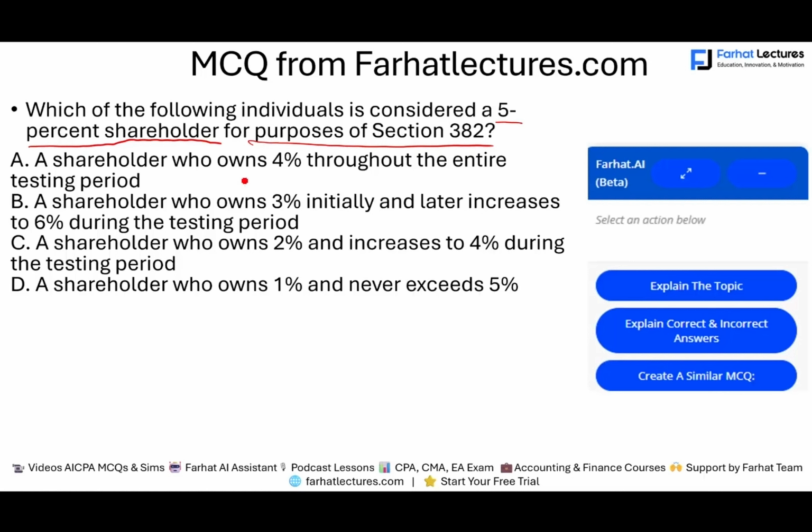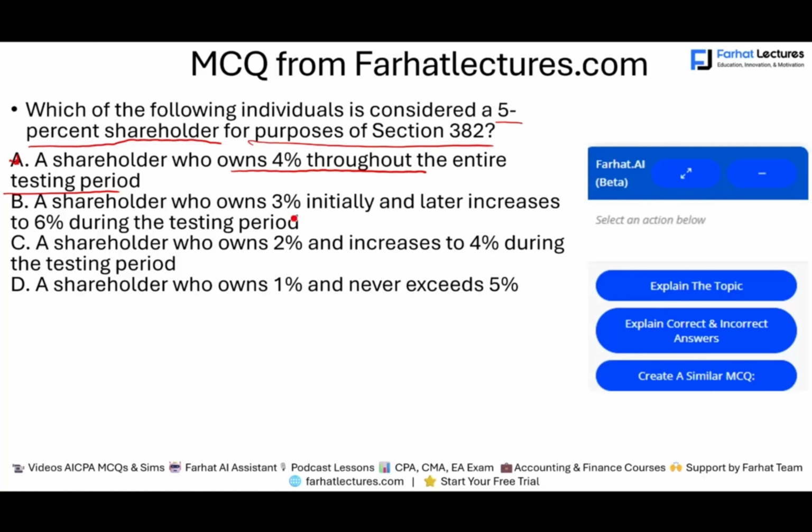A: A shareholder who owns 4% throughout the entire testing or look-back period. Well, it should be an easy elimination. We're saying 5% shareholder. So if somebody always owns 4%, they're not going to be considered a 5% shareholder under any definition or measure. So I would say A is an easy elimination.